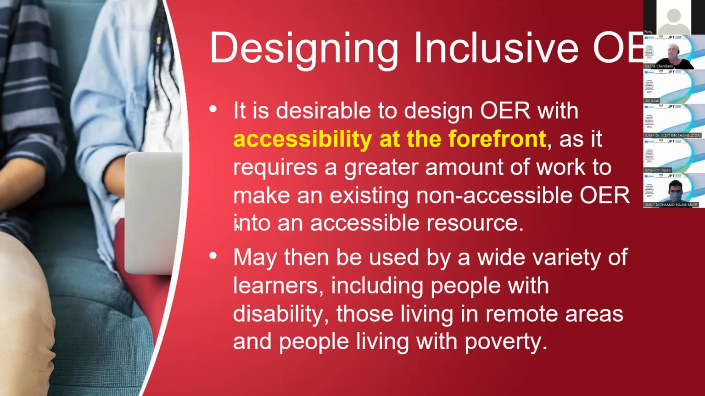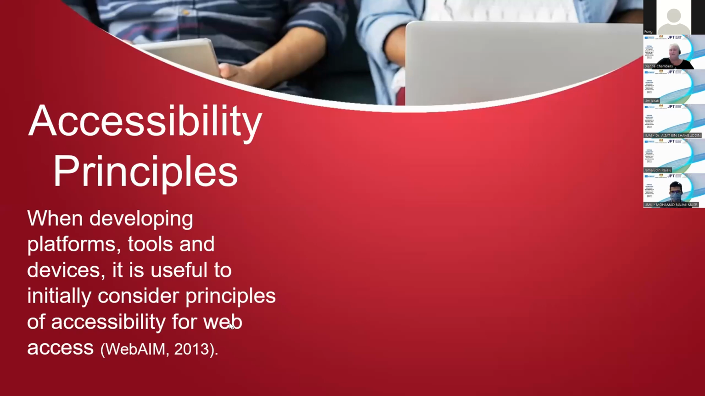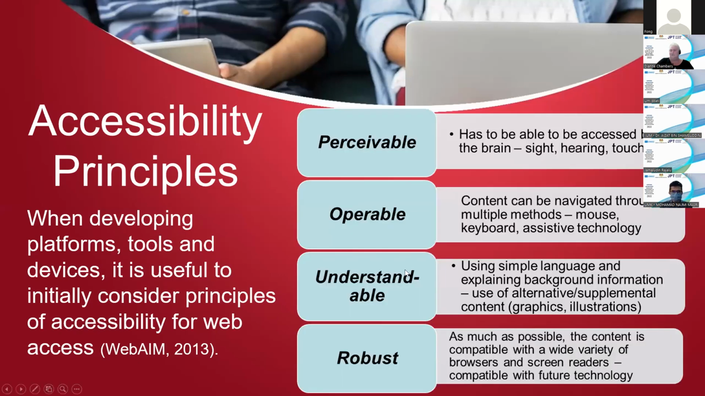Okay. All right. So there are some principles that have been developed for web-based accessibility, but we can think about these as well when we're looking at OER accessibility. There are four main principles. First, is the material perceivable? Is it perceivable by everybody? Is it operable? So can it be navigated effectively? If I'm using a mouse, my finger, assistive technology, or a keyboard, can I navigate through that content?